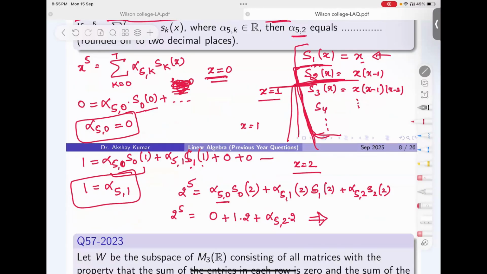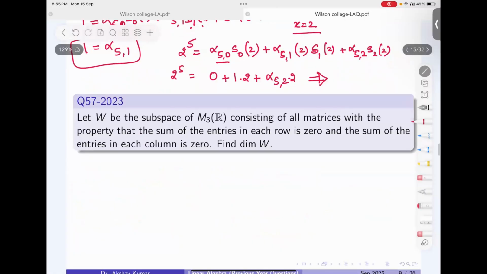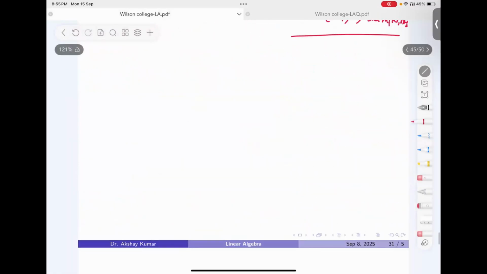So with this, I think we should stop here. If you have any questions, you can ask. Okay, so maybe I made some mistakes, so let me correct it.